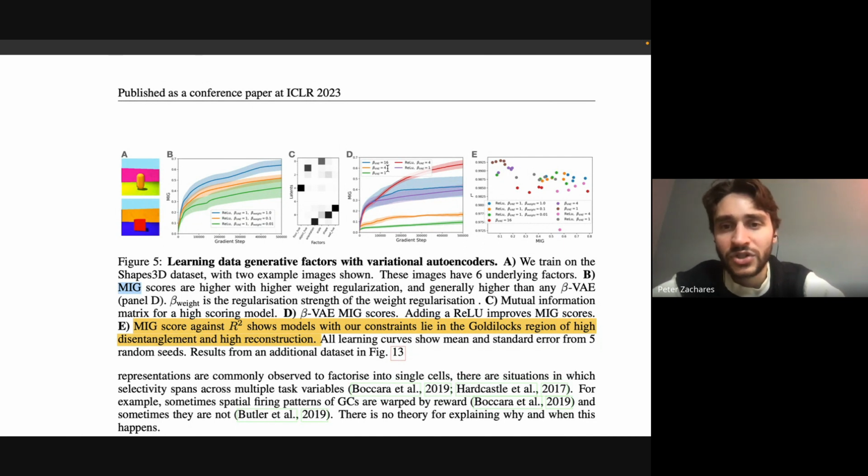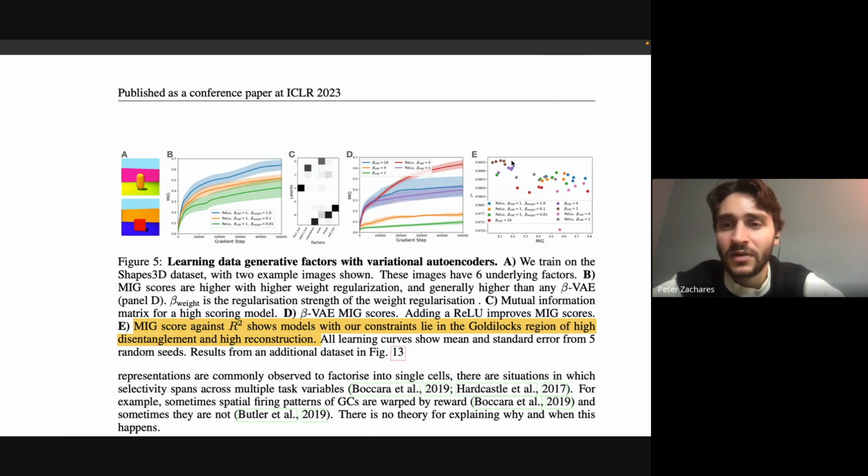And then over here they're showing that, well, first they show that if you don't have ReLU, you perform worse. But anyway, the combination of ReLU and minimizing the activations has the highest performance.